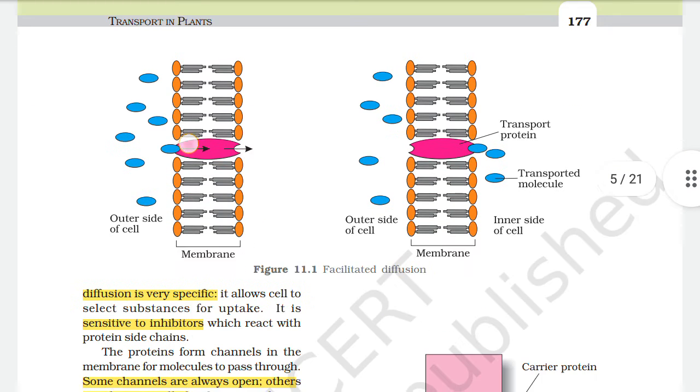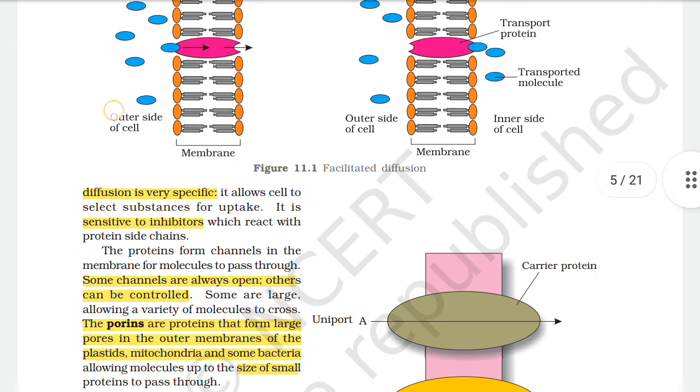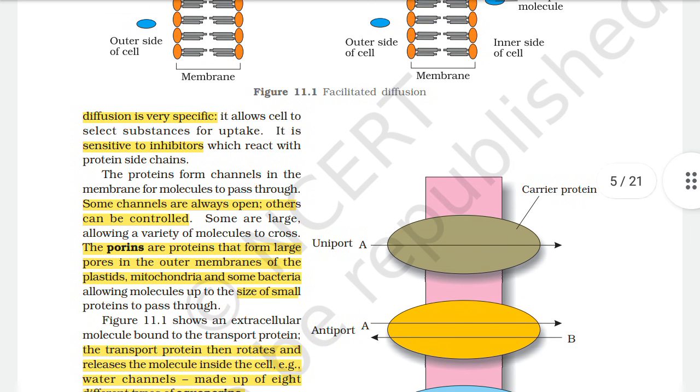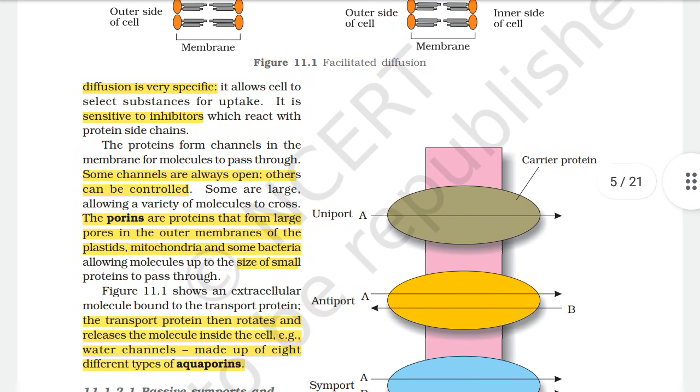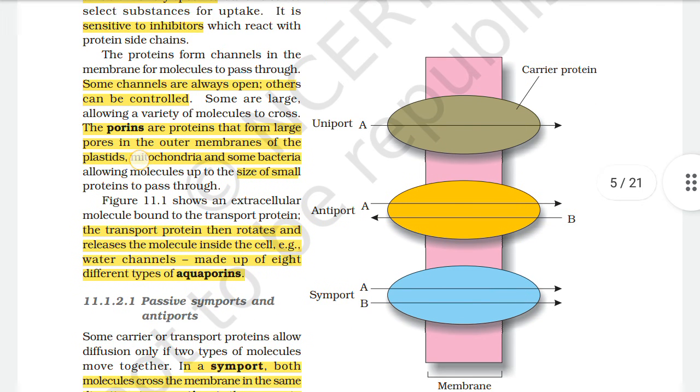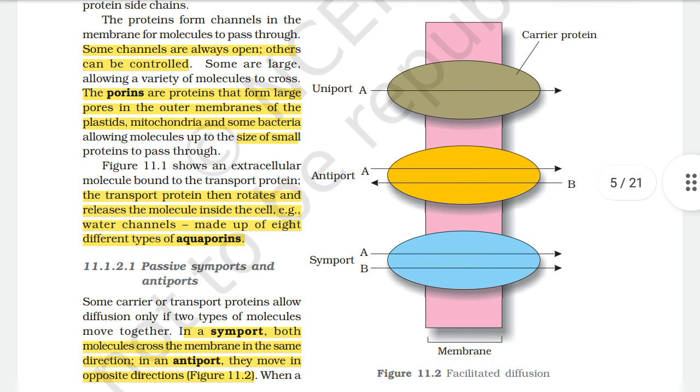And next is specific, of course. Since proteins are used here in facilitated diffusion, it is very specific. Of course, sensitive to inhibitors also. Proteins are very sensitive to inhibitors. Some channels are always open, others are controlled. Channels are variable in this case.